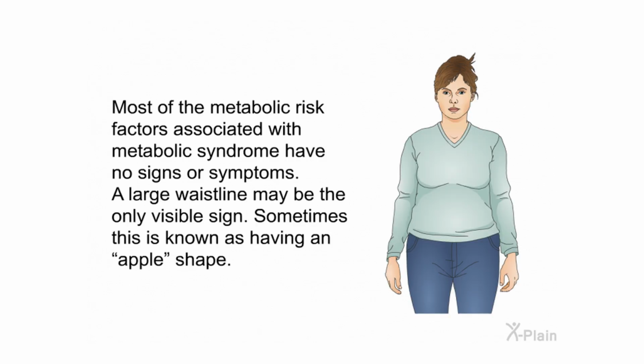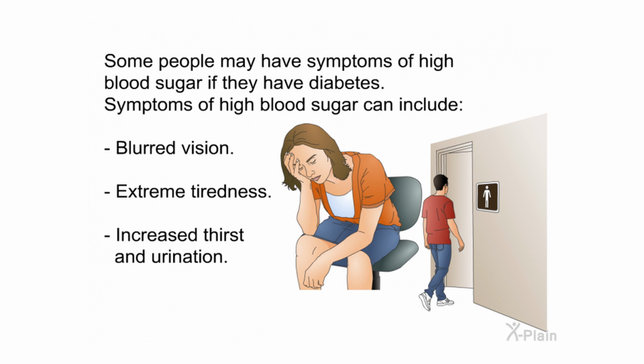Symptoms. Most of the metabolic risk factors associated with metabolic syndrome have no signs or symptoms. A large waistline may be the only visible sign. Sometimes this is known as having an apple shape. Some people may have symptoms of high blood sugar if they have diabetes. Symptoms of high blood sugar can include blurred vision, extreme tiredness, increased thirst and urination.